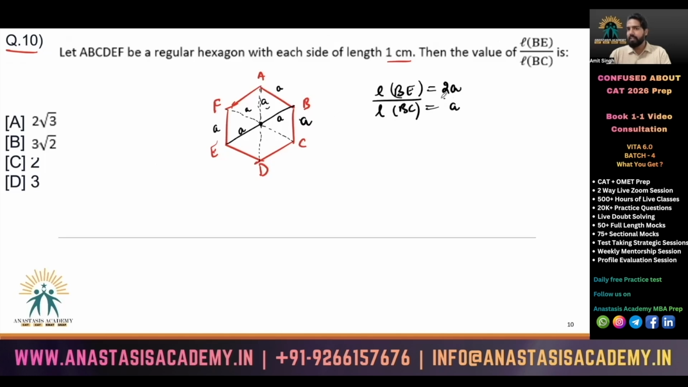Now I need to find the ratio, right? That's why I said in the beginning that it does not matter if you have the side length or not, because anyway, it gets cancelled and you get this ratio as 2:1, or the value of this ratio would be 2. Option C is the correct answer.